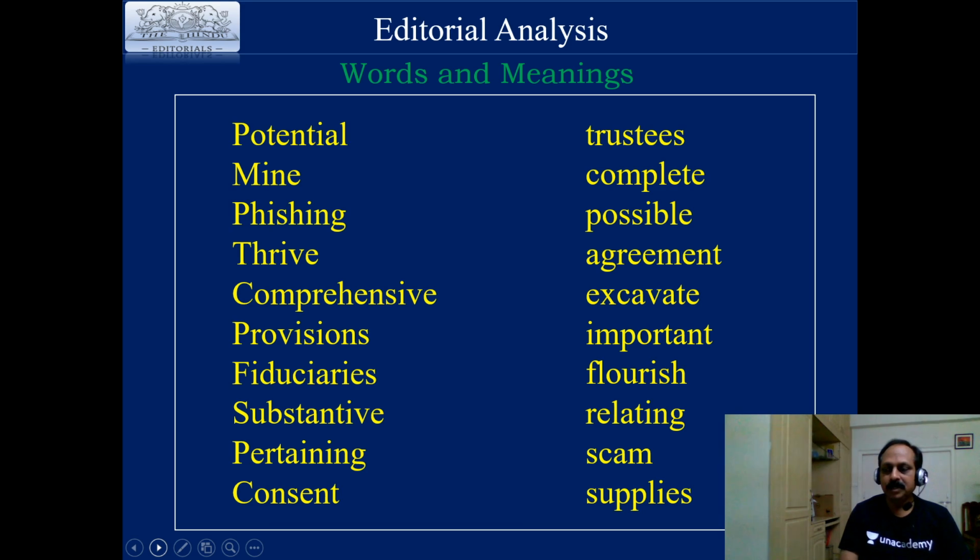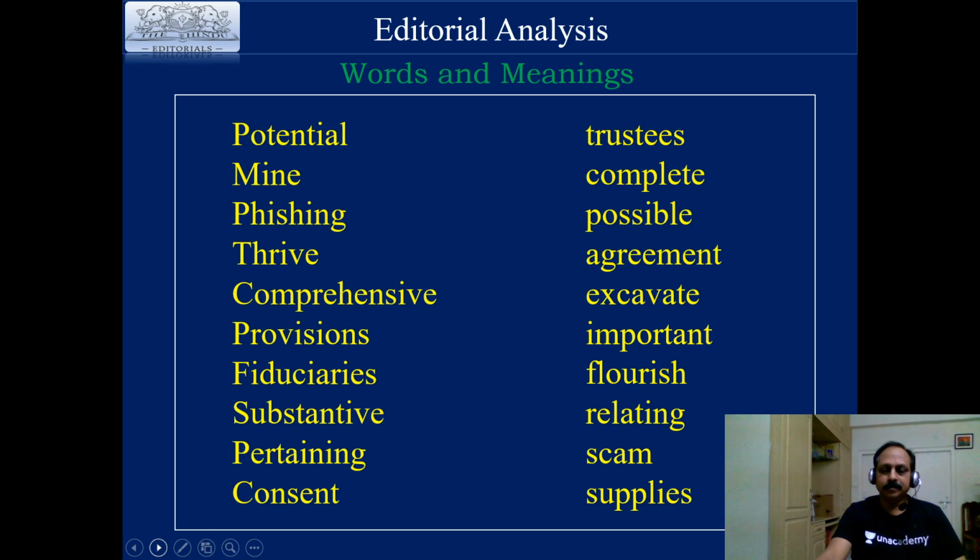Thrive. What is the meaning of the word thrive? Thrive means flourish. The word flourish usually goes with business, and thrive means to survive, to do well, flourish. And what is the meaning of the word comprehensive? Comprehensive means exhaustive. It also means complete. Usually it goes with syllabus. When we talk about syllabus, we say comprehensive syllabus. Comprehensive means what? Exhaustive.